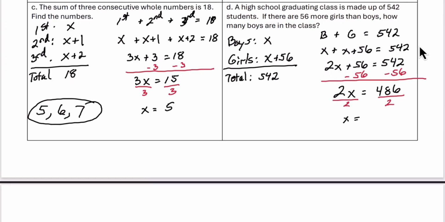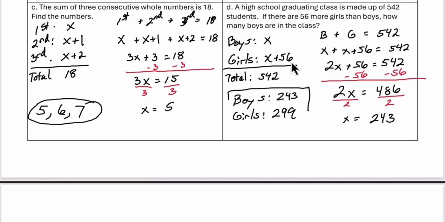X is 243. And now just remember what we labeled x as. X we said is the number of boys. Boys is 243. Girls is 243 plus 56. That would be 299. And we can double check that. If we add these two numbers together, we should get 542.